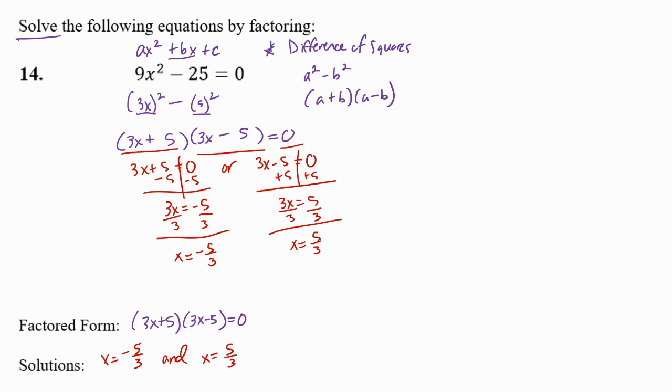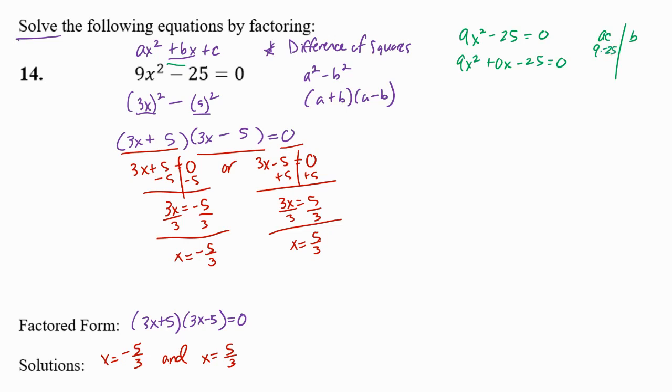Now, let's say we didn't realize it was a difference of squares. We could still do this. So we have 9x squared minus 25 is equal to 0. We notice it was missing a bx term, so we can set that equal to 0. Okay, we can go ahead and use a, b, c. A is 9, B is negative 25.